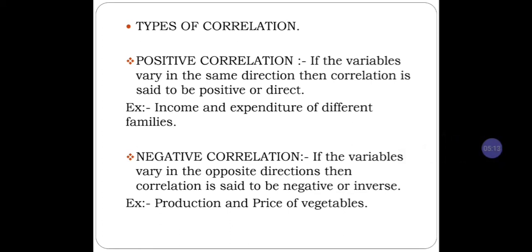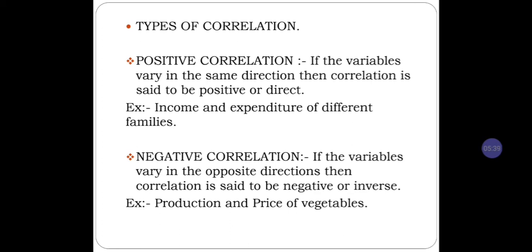So if it is moving on a positive side, it is called a positive correlation. For example, income and expenditure of different families. Depending on your income, the family's expenditures will vary. For higher class it is different, for middle class people it is different, and for lower class people it is different, income and expenditure. So that is your positive correlation.